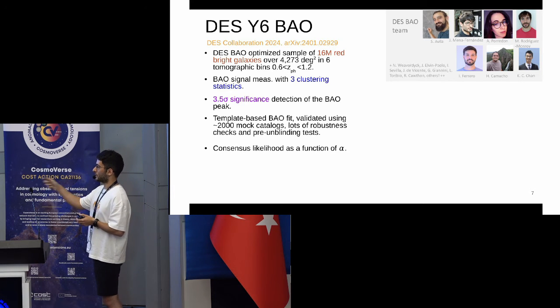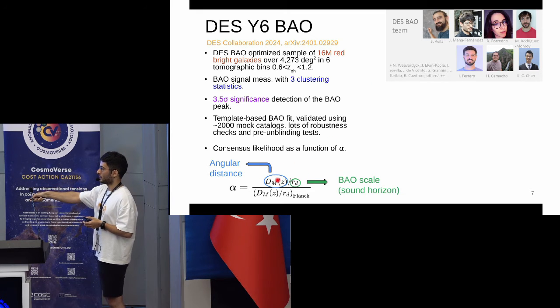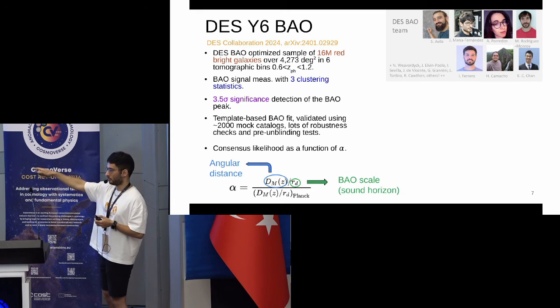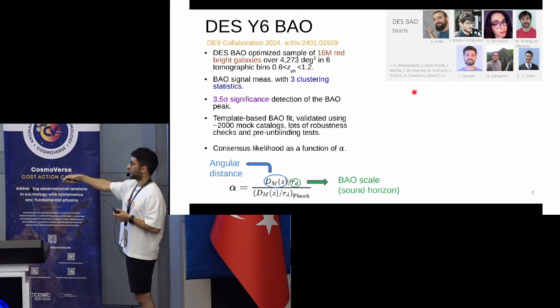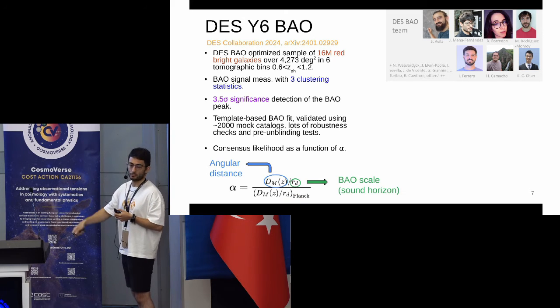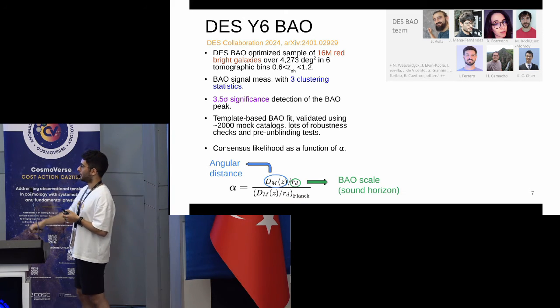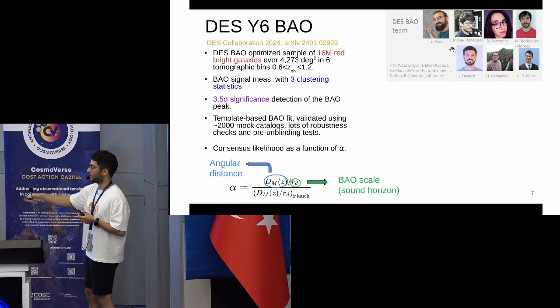And in the end, we had a consensus likelihood as a function of alpha, which is none other than the comoving angular diameter distance at the effective redshift of our BAO sample, which is around 0.85, rescaled with the sound horizon scale, and this same quantity in the denominator evaluated at the cosmological parameters of the template, which in this case was Planck 2018. And again, from angular BAO, we measure the comoving angular diameter distance.